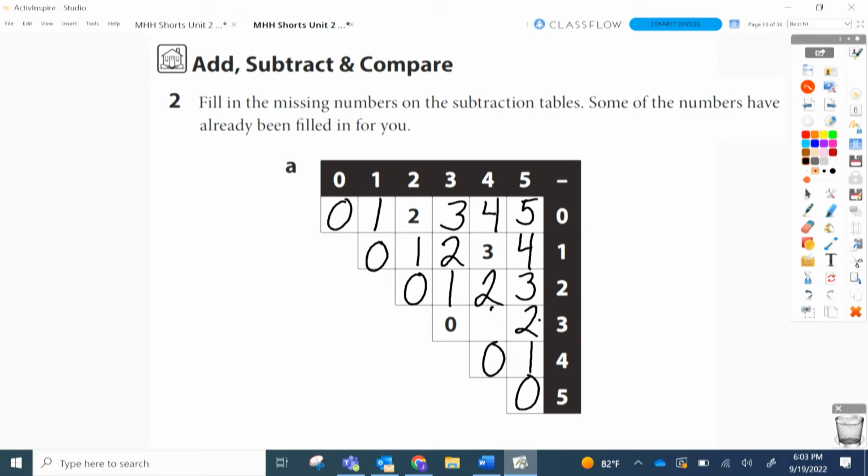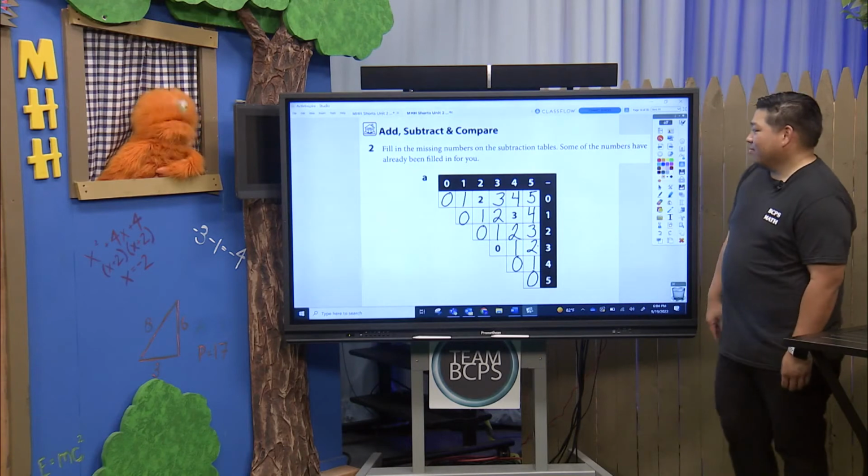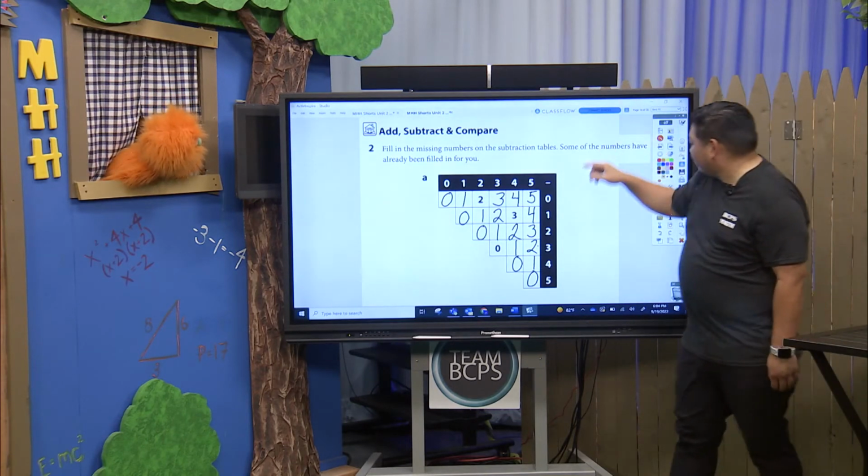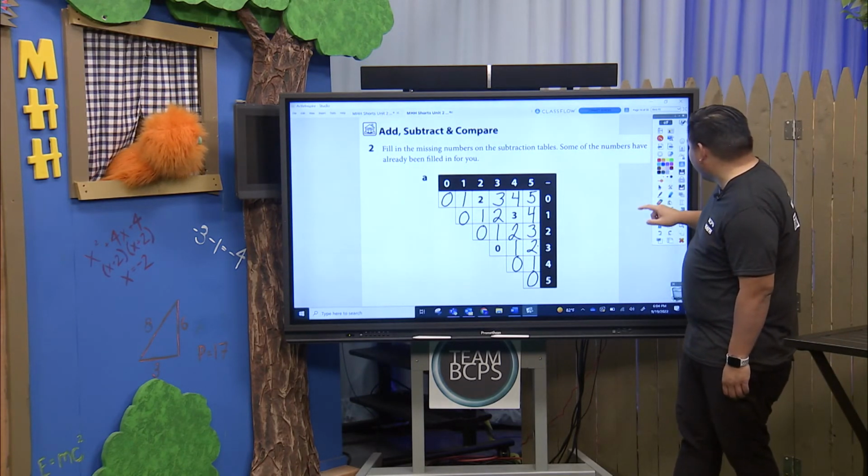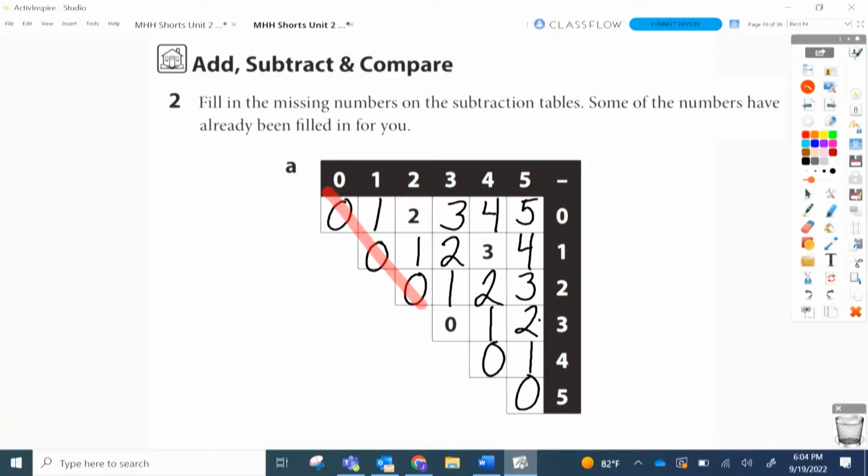Mr. Tang, do you see the pattern diagonally? I do see it. Let's highlight it for our friends. So we have all these zeros. Then all these 1s. And all the 2s. And all the 3s. And the 4s. And then we have the 5. Cool. Man, that looks good.